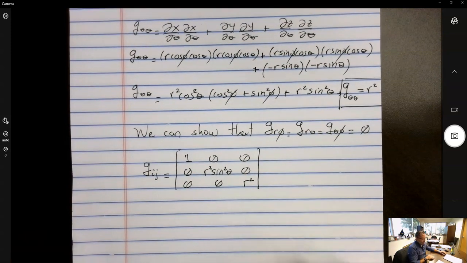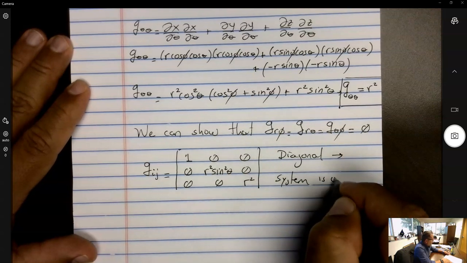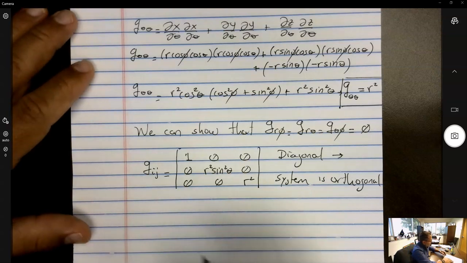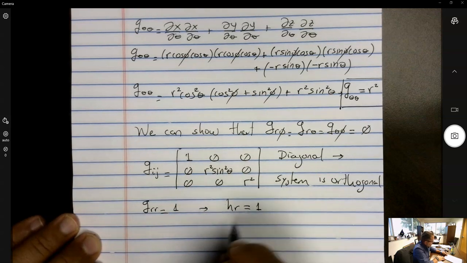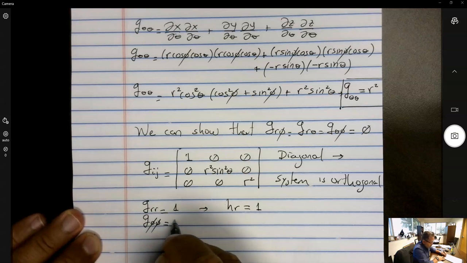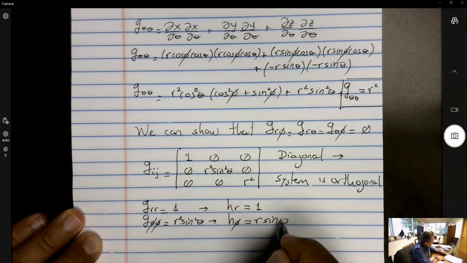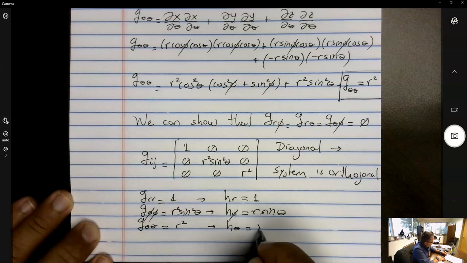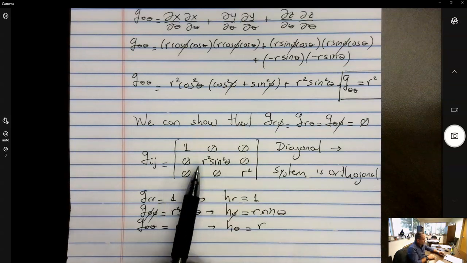Right? So diagonal means that the system is orthogonal. So essentially g rr equal to 1 means that h r is equal to 1. G phi phi equal to r squared sine square of theta implies that h phi is equal to r sine of theta. And g theta theta equals r squared implies that h theta is equal to r, the square root of that. Now remember, these scale factors only exist because the system happens to be orthogonal. If the system were not orthogonal, the scale factors do not have a meaning.